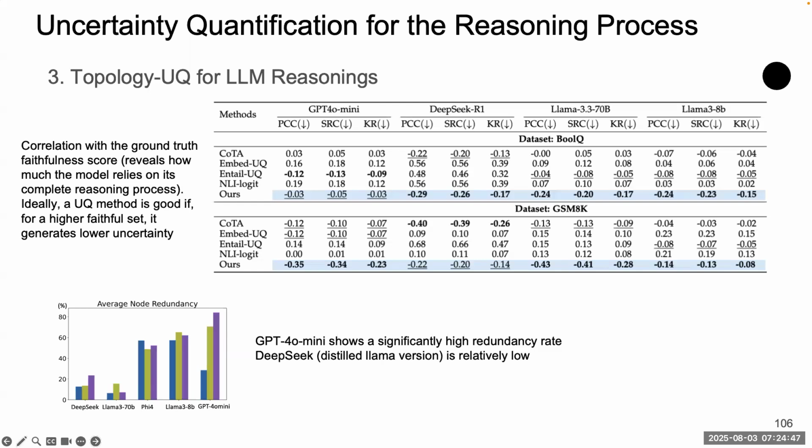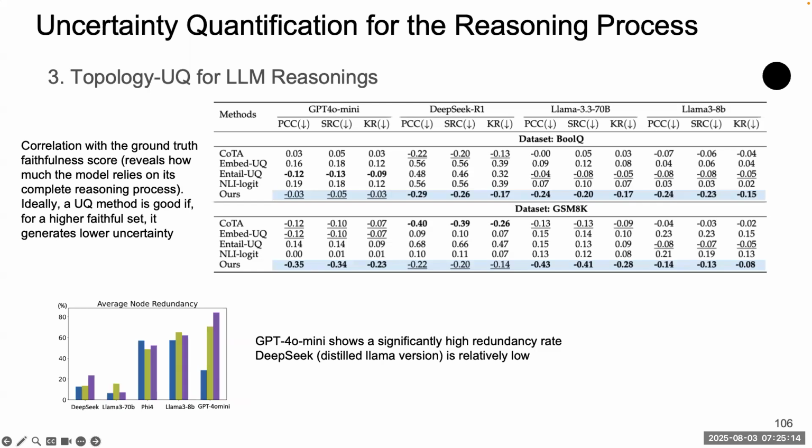And comparatively, the DeepSeek model here on this hand side has much smaller redundancy, much fewer redundant nodes. And it could indicate that the model training process is conducted with some special design to encourage valid reasoning, which eventually contributes to the final output.